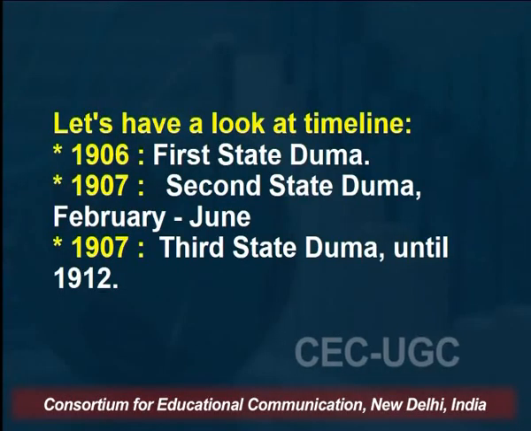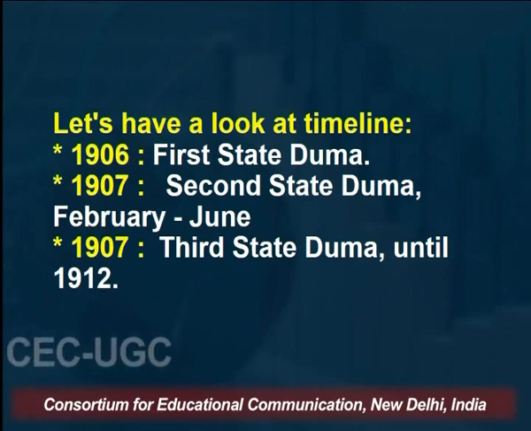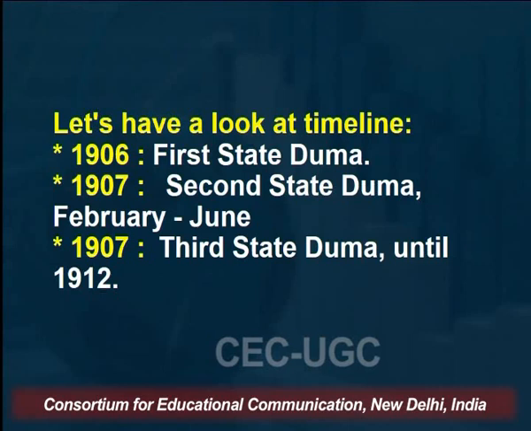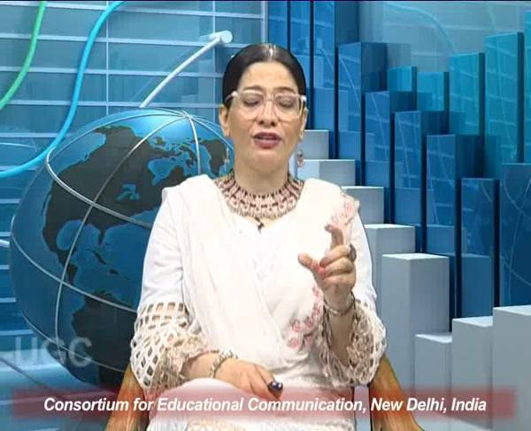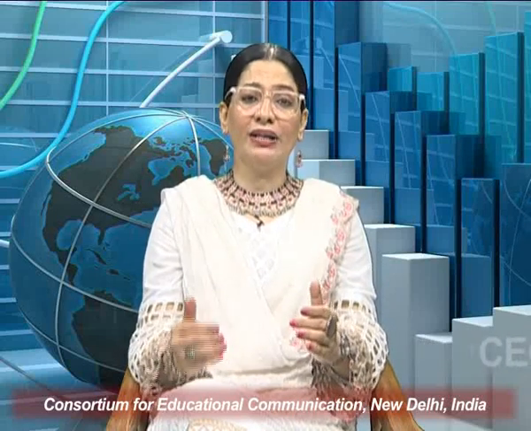In 1906, there is the first State Duma. In 1907, the second State Duma. And in 1907, the third State Duma, because the first one ran from February to June, and this third State Duma lasted until 1912. And of course, the issue of the final split between the Bolsheviks and the Mensheviks. We understood how in 1903 there was the Martov and Lenin debate, but with time, within the Bolsheviks and Mensheviks there is a final split.